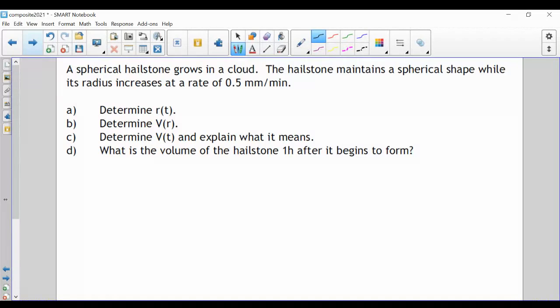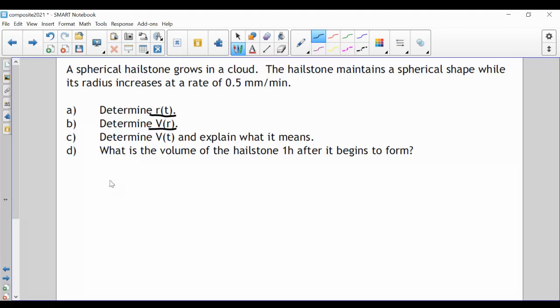So they're asking for a few things. What is the r of t? And r here refers to the radius with respect to time. Right? So that's what the first one is. That's what the r of t is. Right? What's happening to the radius as time passes? What's happening to the volume as the radius gets bigger? And that's just simply an equation for volume when it relates to radius, which we'll get to in a minute. Determine the v of t and explain what it means. So let's see if we can put this all together now.